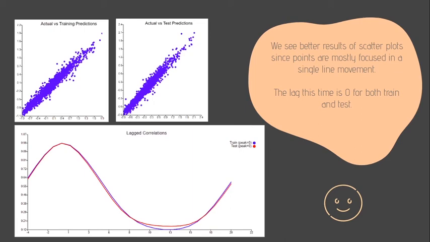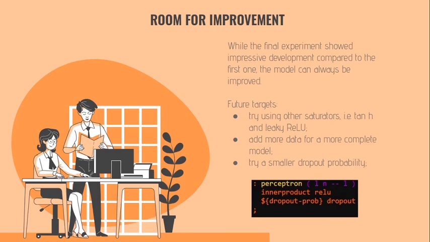While the final experiment showed impressive development compared to the first one, we firmly believe that the model can always be improved. For example, we try using other saturators such as hyperbolic tangent and leaky ReLU, and add more data for a more complete model, such as about 50 or more columns of data. Third is to try a small dropout probability at 0.01.